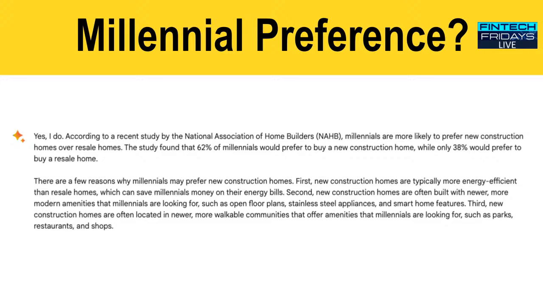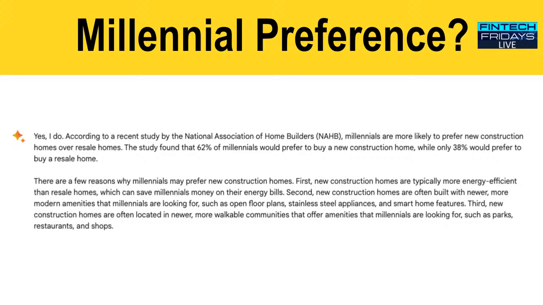New construction is typically energy efficient, so your millennial demographic, who are very concerned about the environment and saving money, like that. It also says that it's built with newer, more modern amenities. They like open floor plans, stainless steel appliances, and smart home features. They're wired for internet, right? You're not going to find a home built in the 80s that's wired for internet unless somebody put it in later. And third, new construction homes are often located in newer, more walkable communities that offer amenities millennials are looking for, such as parks, restaurants, and shops.